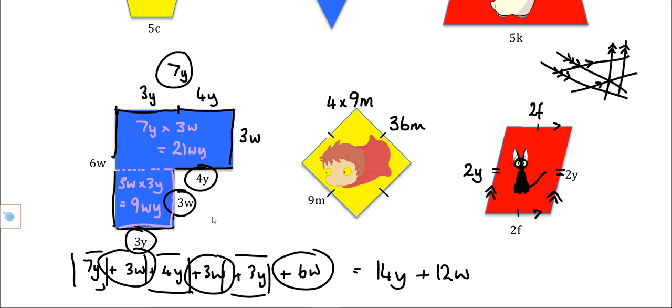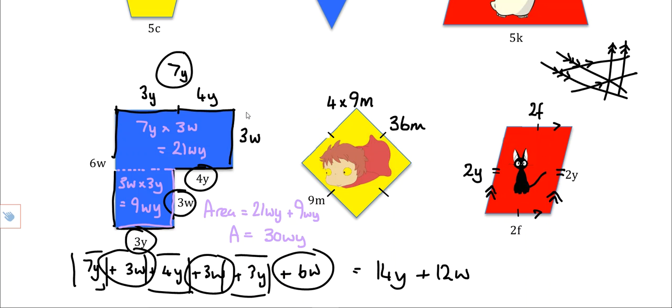And then what do you do? You add them together. So the area is 21wy add 9wy, which simplifies to 30wy. Just 30wy. You all happy with that? Yep. So I've got 21 of the wy's and 9 wy's, so I've got 30 wy's. So I can work out the area of that because it's all rectangles, nice and easy.